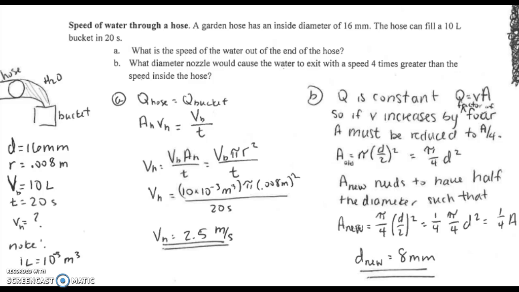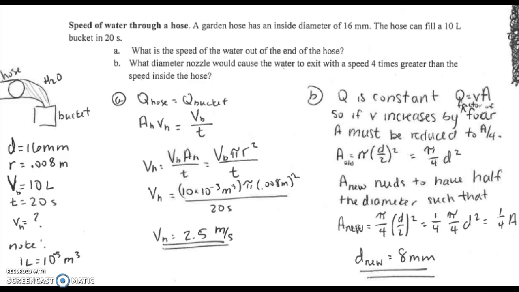In order to do that, looking at the area formula, area is going to be equal to pi times r squared, where that r is diameter over 2. So therefore, whatever we do to the diameter, we're going to have to square that quantity. So for example, if we were to halve the diameter, that would cause the area to change by a factor of 1/4, which is exactly what we want.